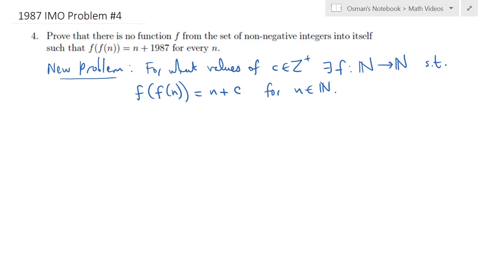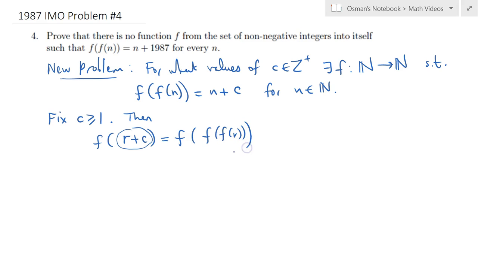So let's go ahead and fix c, an integer c greater than or equal to 1, and let's assume f is such a function that works. Then we should have, by just simple observation, notice that f of r plus c is equal to, I can replace r plus c with f of r, right? So therefore inside will become f of r, like that.